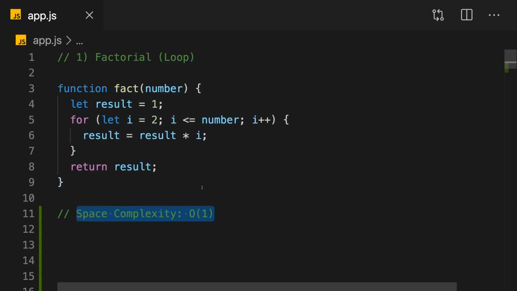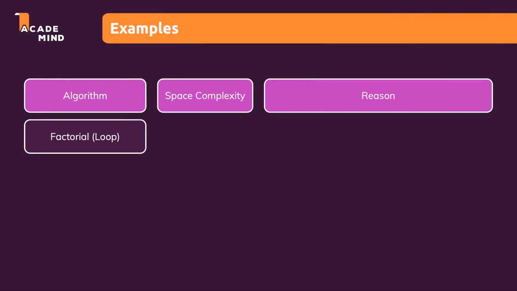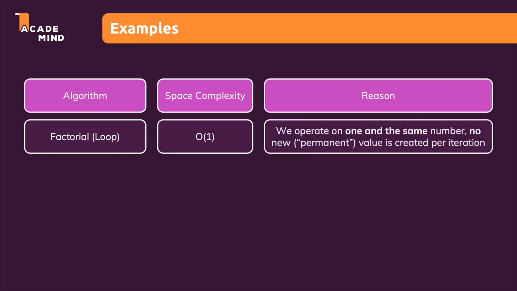I hope it's relatively straightforward how that worked. And with that, we can, of course, fill out this first row in this table here. We know that the factorial algorithm, if we use a loop-based solution, has a space complexity of O of 1, so a constant space complexity. And that's the case because we operate on one and the same number throughout the entire algorithm, and we don't create any new pseudo-permanent values throughout this algorithm.